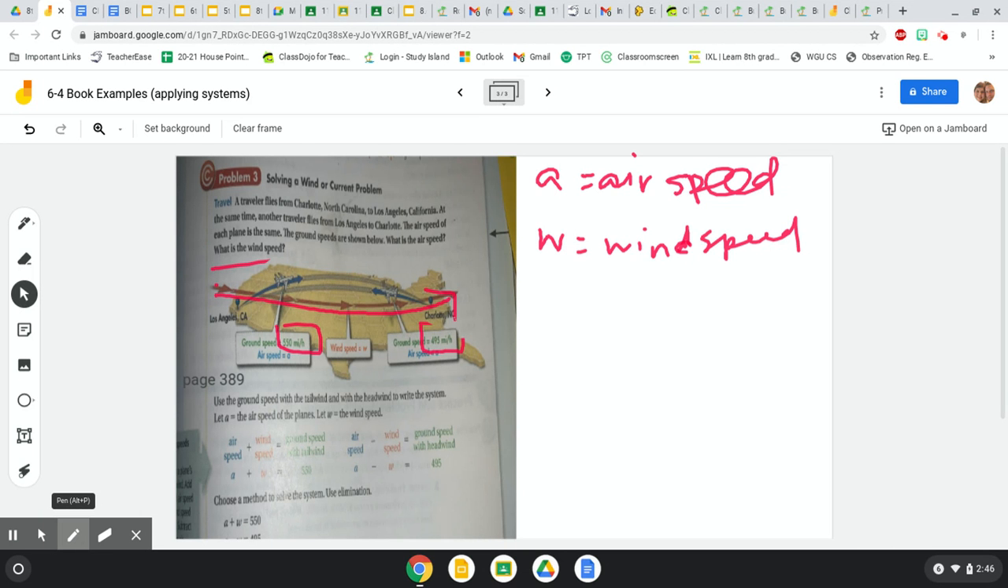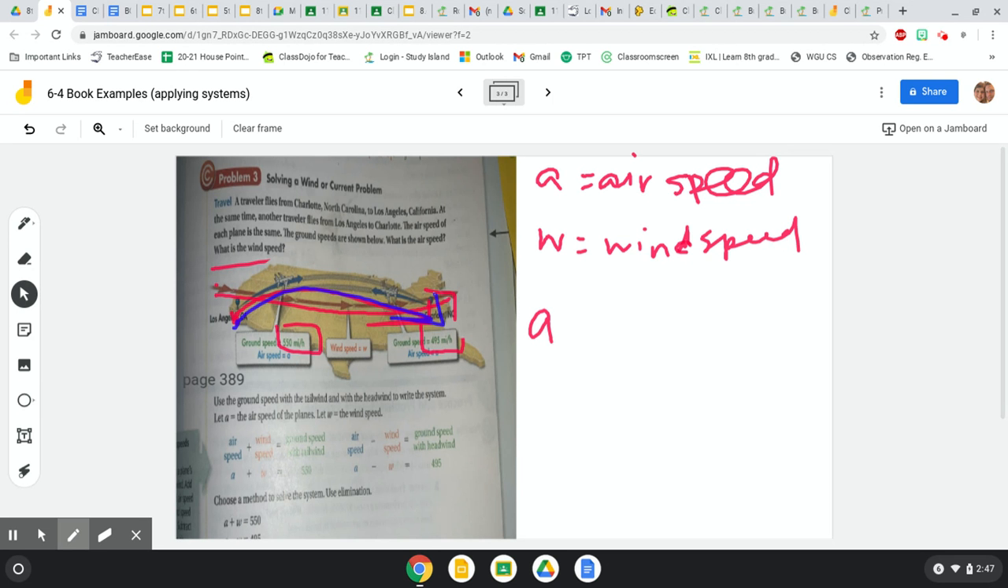So when I'm looking at this kind of problem, the airspeed is telling me, okay, I have the airspeed. I'm going to go from Los Angeles first to Charlotte. That's going to be the first one I'm looking at. So if I'm moving from Los Angeles to Charlotte, I'll make it blue. Am I moving with the wind or against the wind? I'm moving with the wind.